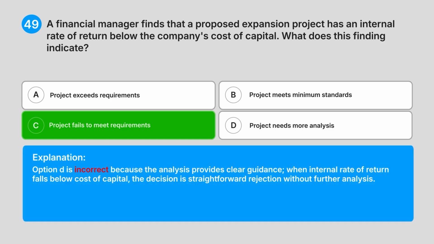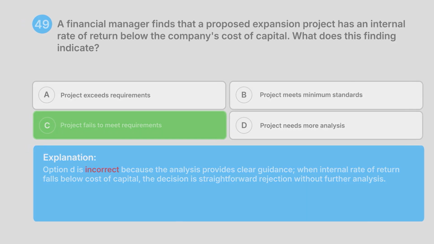Option D is incorrect because the analysis provides clear guidance. When internal rate of return falls below cost of capital, the decision is straightforward rejection without further analysis. This question tests understanding of the internal rate of return decision rule in relation to cost of capital.